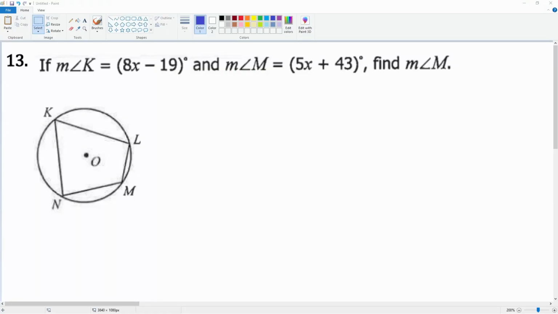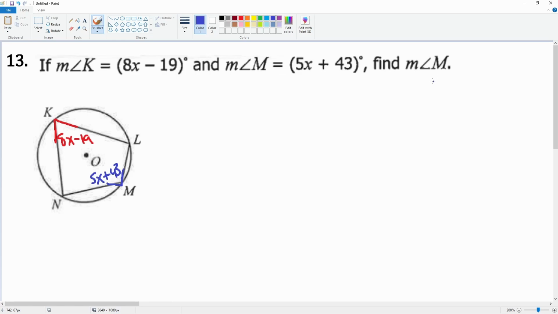All right, number 13, it says angle K. Let's look at angle K here. This is angle K. That is 8x minus 19. And angle M, which is this one, which is 5x plus 43. We want to find the measurement of angle M.